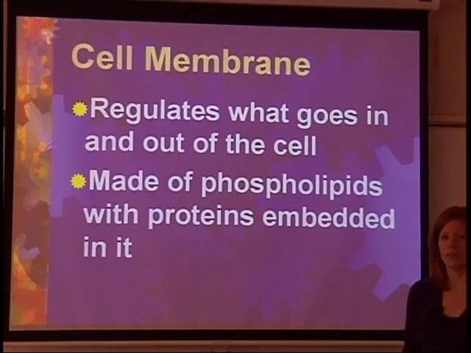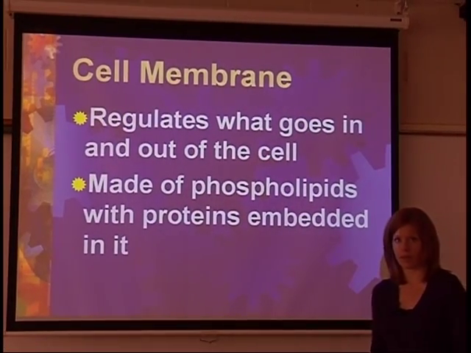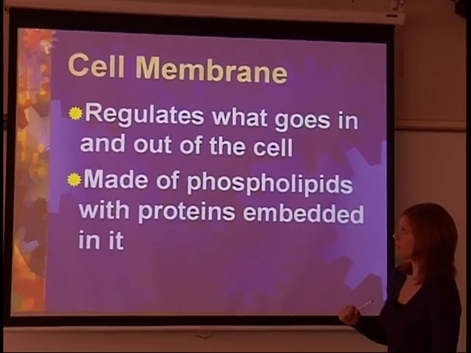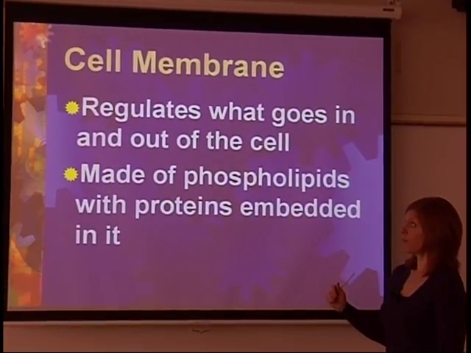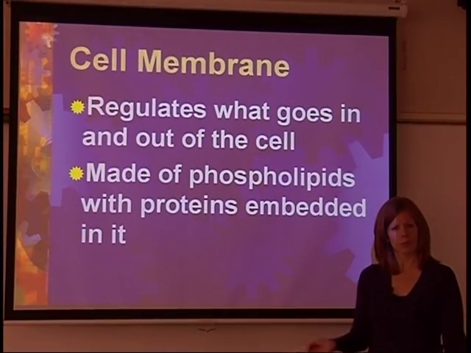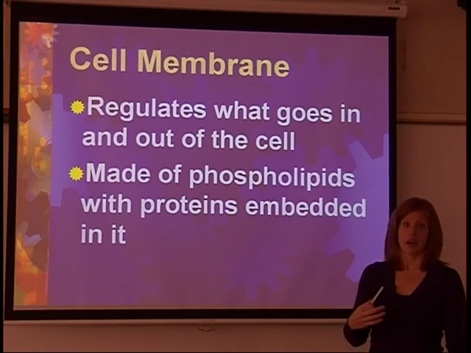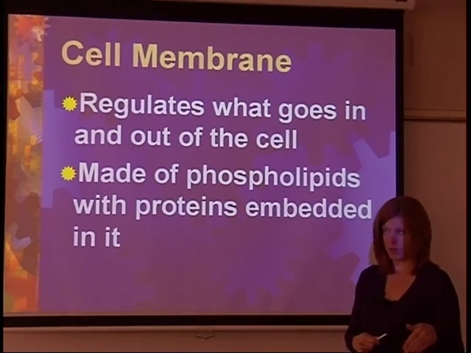So now we're going to get into the different pieces inside the cell and what they look like and how they make the cell function. So we'll start with the cell membrane. What the cell membrane does is it regulates what goes in and out of the cell. So it's really like the doors to the cell. It lets some materials in and out, and it keeps some materials out.